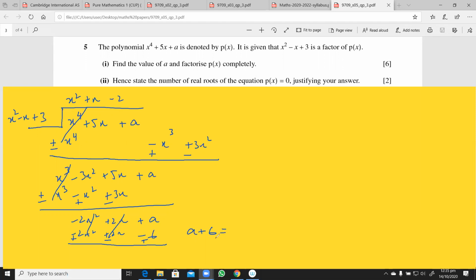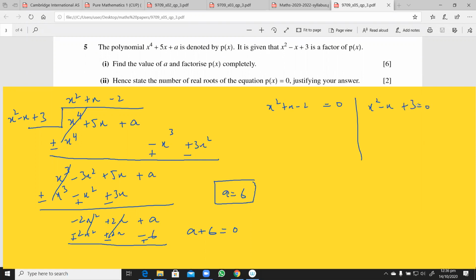0 because we're given that x squared minus x plus 3 is a factor. So this a is going to be equal to 6, because we cannot have a remainder when you're dividing something by its factor. You can do the second part yourself. You can solve both of them. x squared plus x minus 2 equal to 0 is one of the quadratic factors, the other is x squared minus x plus 3.